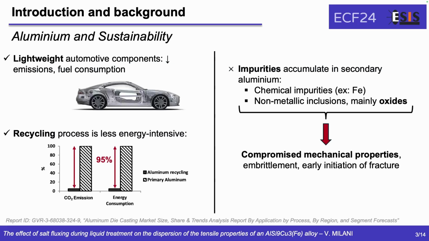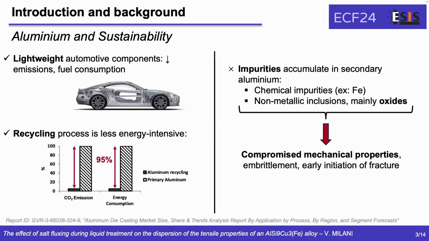So, aluminum is widely acknowledged as a sustainable material. First of all, because it allows us to build lightweight vehicles, thus reducing emissions and fuel consumption. Moreover, the recycling process is much less energy intensive compared to the primary production of aluminum. As you can see from this graph, the recycling process allows us to reduce the emissions by up to 95% compared to the primary production of aluminum.